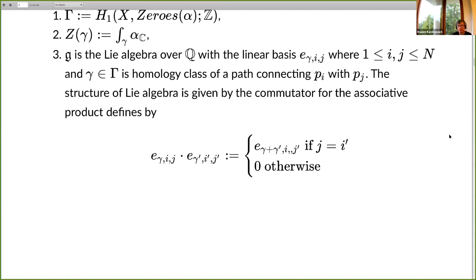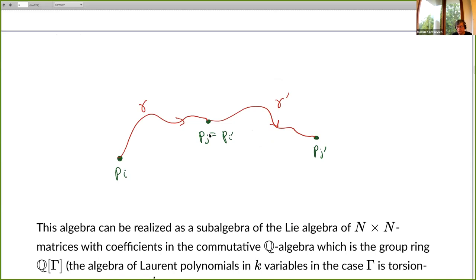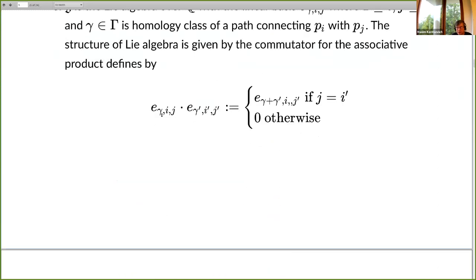Then the structure of the Lie algebra is given by the commutator for the associative product. In fact, it will be an associative algebra, and then I go to break it. The associative product is defined the following way. If I have two basis elements, the product will be another basis element if the end of one path coincides with the beginning of another path, and you add the homology classes of the paths, or zero otherwise. So you get a non-trivial composition of paths, and you get a path up to homology. So you get a certain Lie algebra. It is obviously graded by the lattice gamma, because your basis element sits in the graded component gamma. And you see that in the product things add, and the commutators also add. So it's a graded associative algebra, and the Lie algebra will also be graded by gamma.